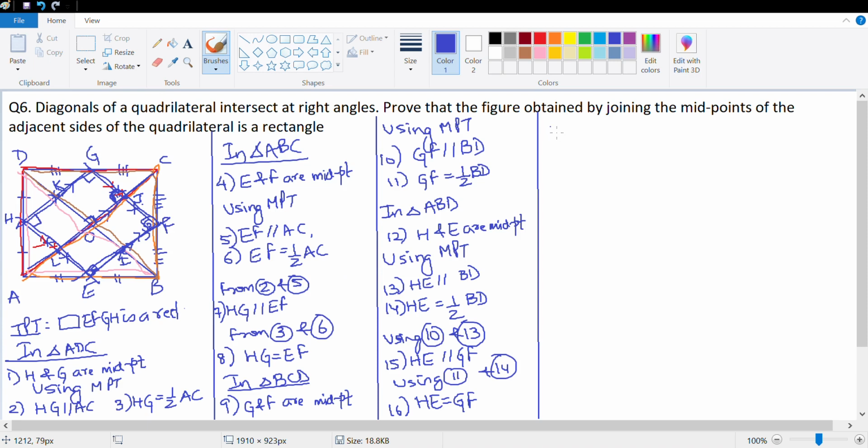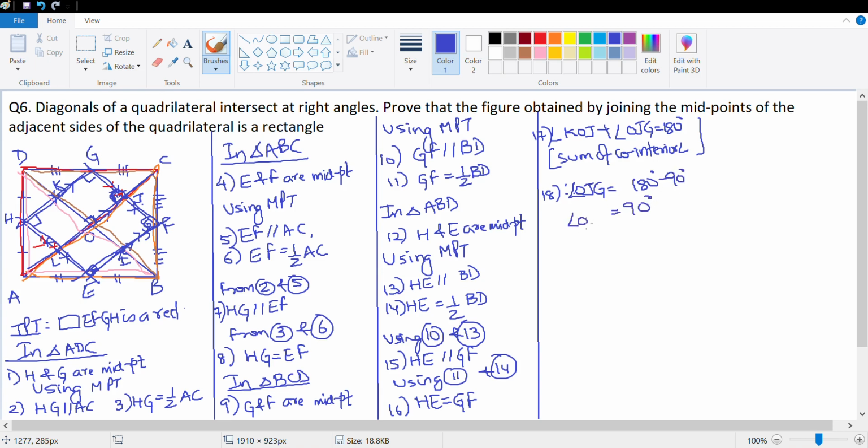So angle KOJ, this is my number 17, plus angle OJG is equal to 180 degree. Why? Sum of co-interior angle. Therefore, angle OJG is equal to 180 degree minus 90 degree is equal to 90 degree. So I have got my angle OJG, which is this angle, as 90.